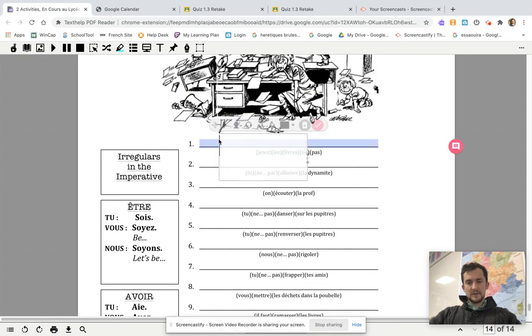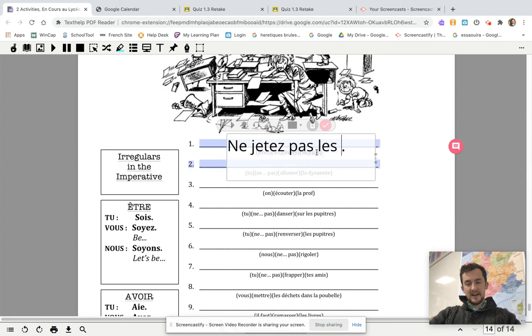All right, the first one for some reason is conjugated for you. We're going to say don't throw books. Now remember with negative commands, it's ne, and pas goes around the verb. So ne and jeter, already conjugated. And then we've got les livres to add. So ne jetez pas les livres, and you're done. Do not throw the books. C'est bon. You're doing it just like that.